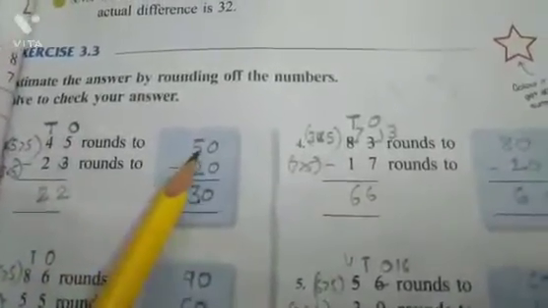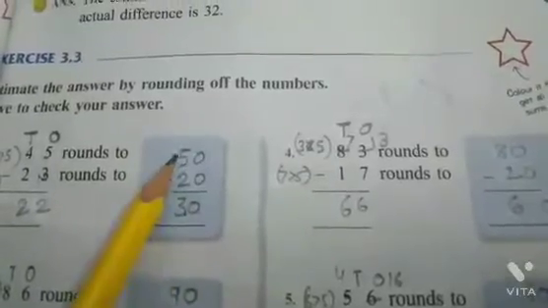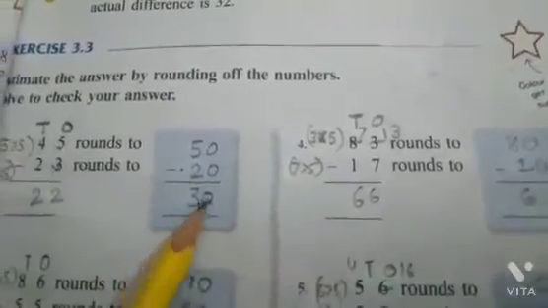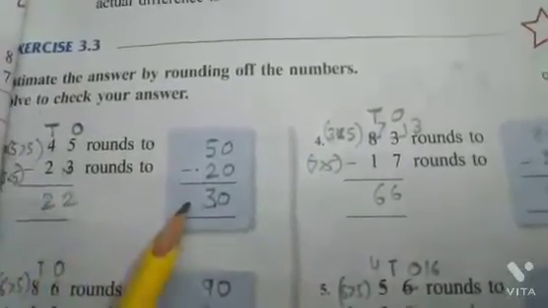Now you have to subtract the rounded numbers. 0 minus 0 will be 0 and 5 minus 2 will be 3. This is 30. So this way you have to solve the question.